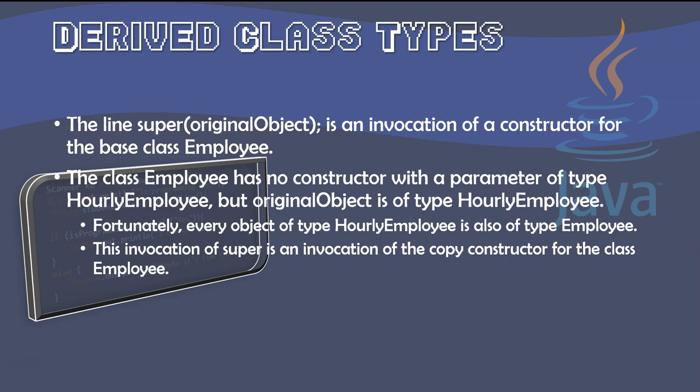It would make sense because, again, it's the base class. But originalObject is of type HourlyEmployee. Now, fortunately for us, every object of type HourlyEmployee is also of type Employee. This is an invocation of super, which is an invocation of a copy constructor for the class Employee.